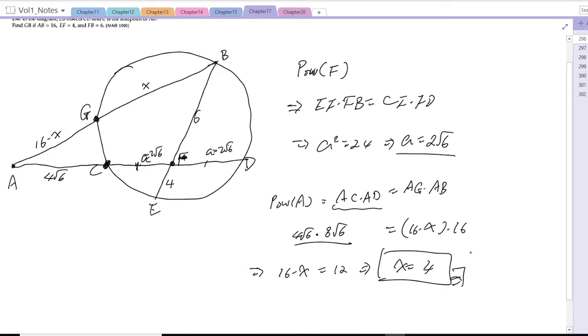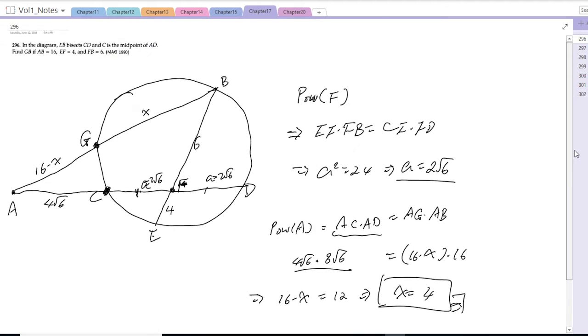So do parameterize your diagram, to reduce all the unknowns and set up equations, then you can solve it.